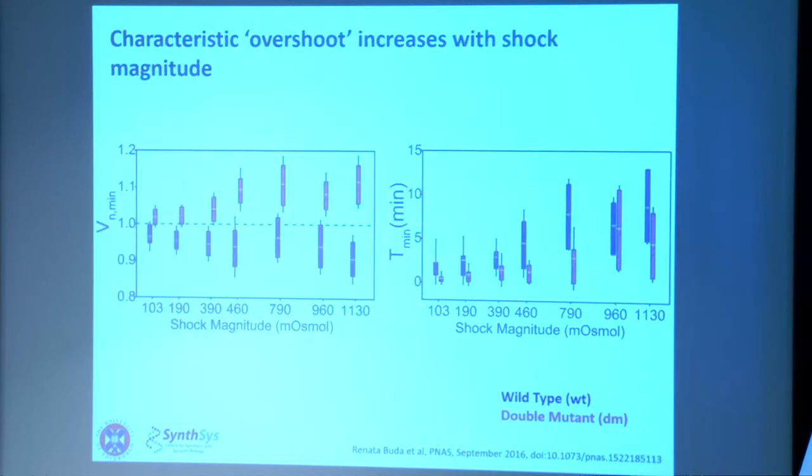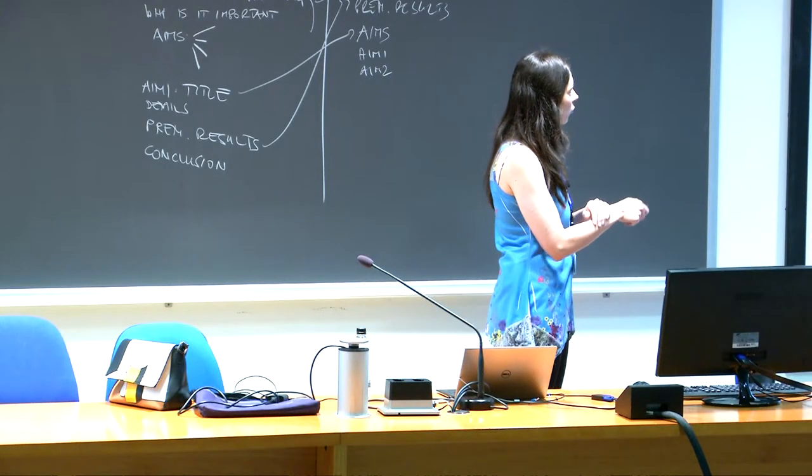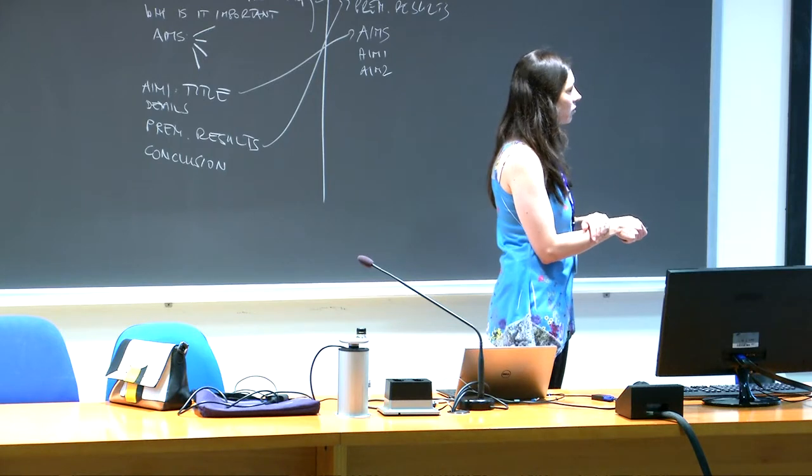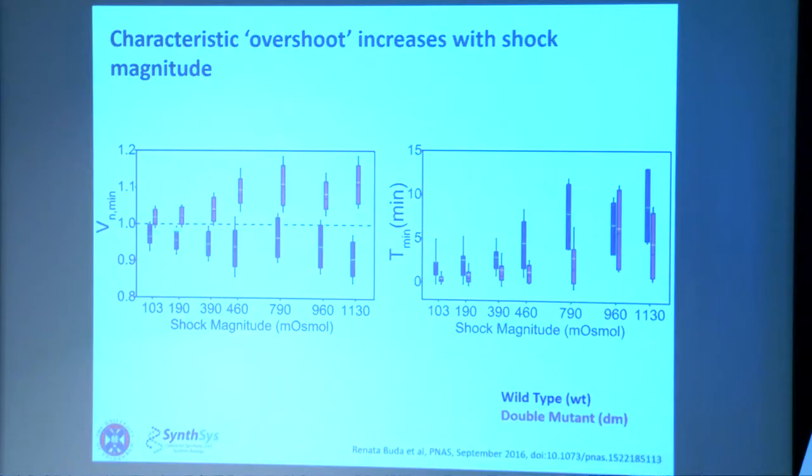Okay. Some other numbers is just that minimum volume. Remember, they increase, they slowly go down, and then they can even overshoot. So we looked at the minimum volume. This is now plotted, normalized minimum volume on Y, and on the X-axis you have still the shock magnitude. Same thing, red is the double mutant, blue is the wild type. You can see that the wild type goes down more the more you shock them, and the double mutant doesn't really go down, right? They recover very little, which is what you can see here.